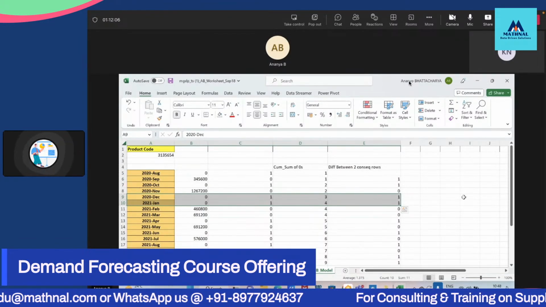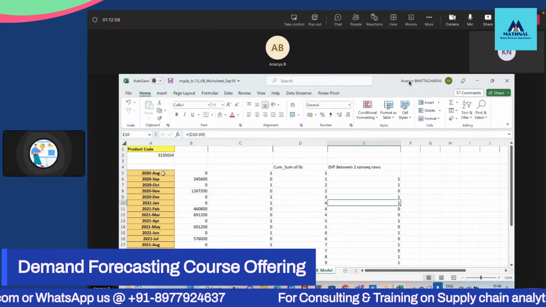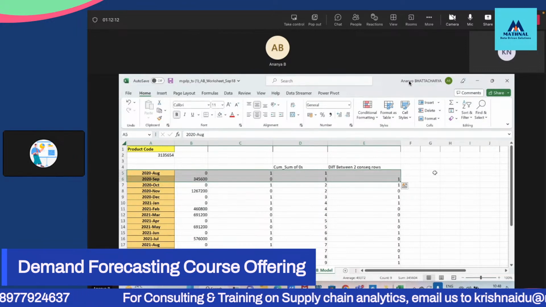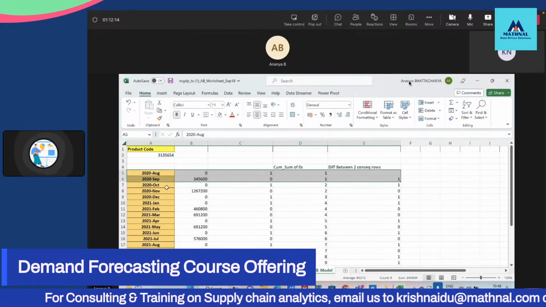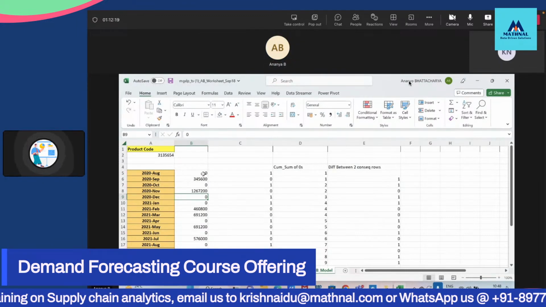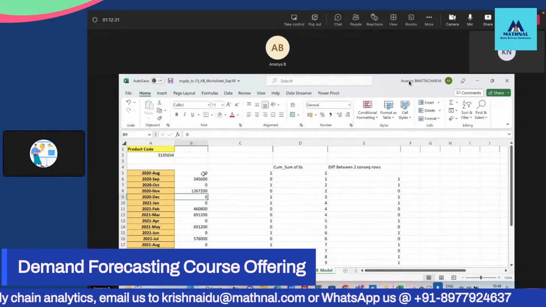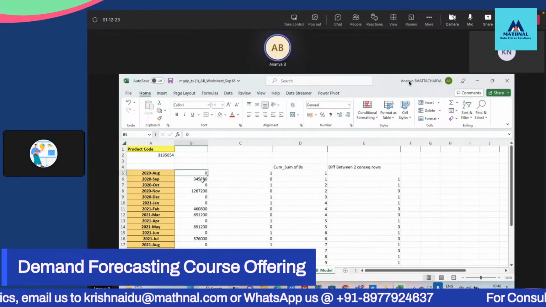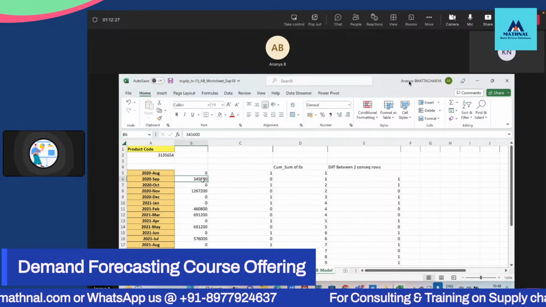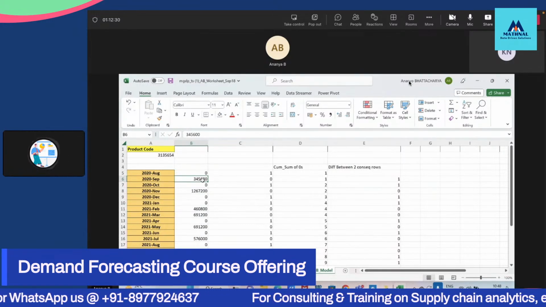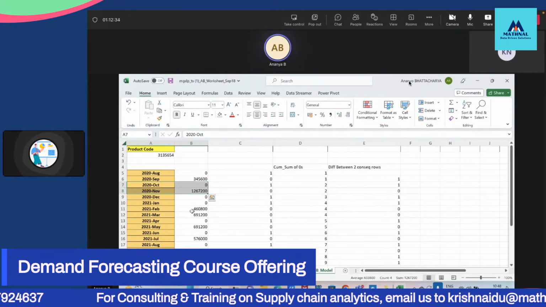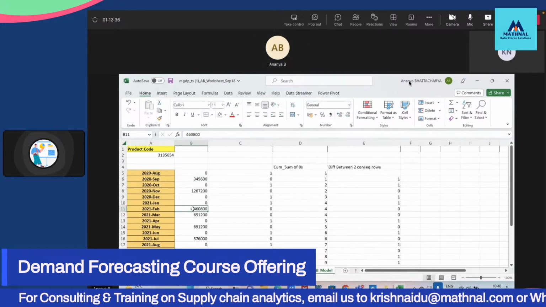Suppose in the first case, the first scenario, the first 0 is coming at 1. Let's look at column D first. If you're looking at 0 there, 0 is coming 1 time. Next is again 0. So we are going to go until we have the next value. Correct.